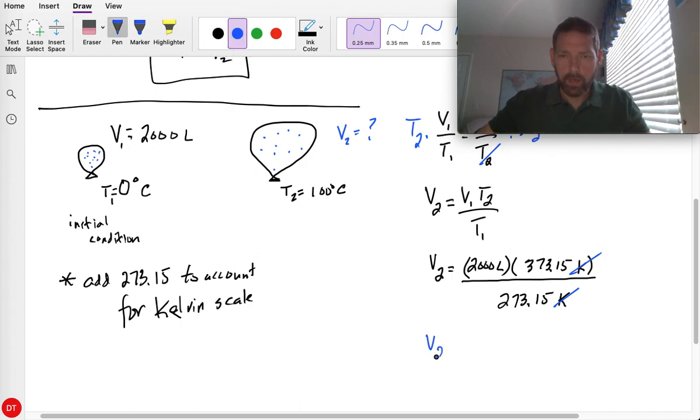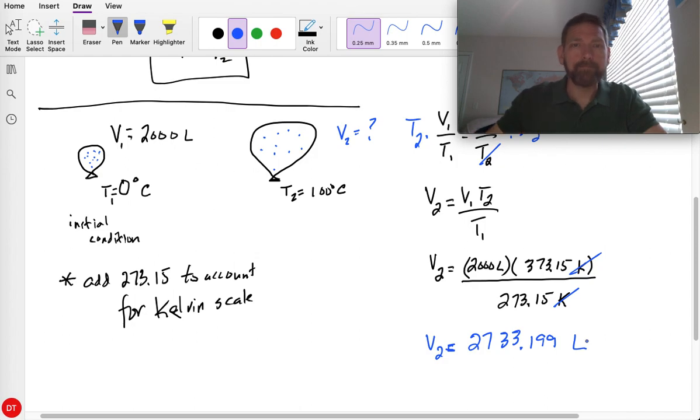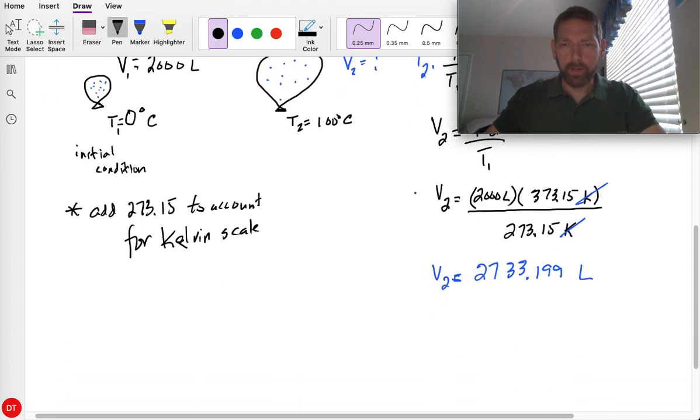All right, so V2 equals, let's see what we got here. So we've got 373.15 times 2,000 divided by 273.15, we get 2,732.199. There's several other numbers. You don't need them. And then, of course, the only unit left is liters, which is good. We're solving for volume. So let's evaluate this down to something that kind of makes sense.